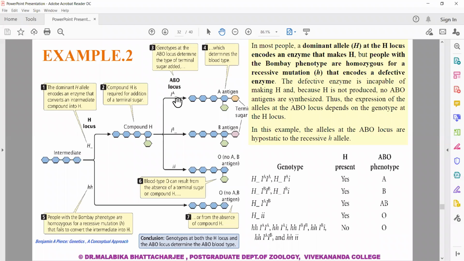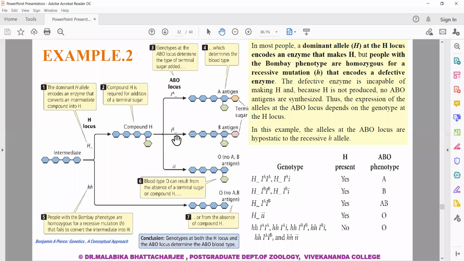The combination will be IA IA or IA IO. In such a condition, if you remember, what does this IA allele do? The IA allele codes for the enzyme glycosyl transferase. And this enzyme simply adds an N-acetyl galactosamine to the H compound, as a result of which we get the A antigen. We did it last class. Again, we have the IB type.